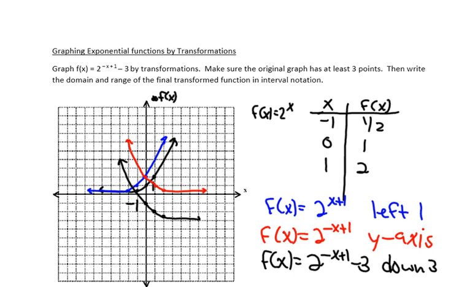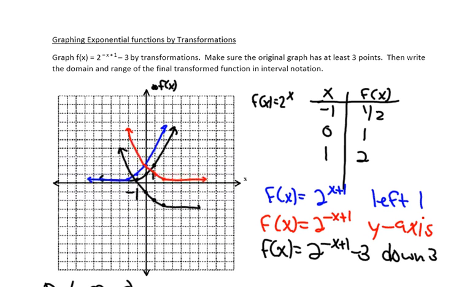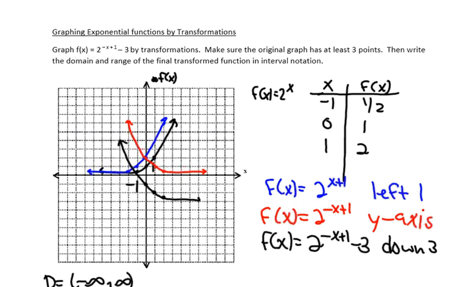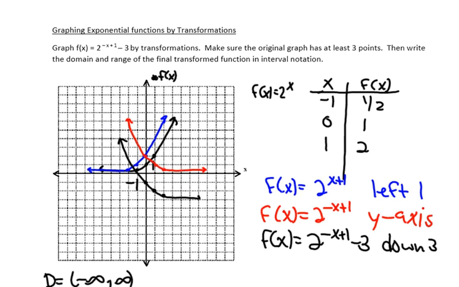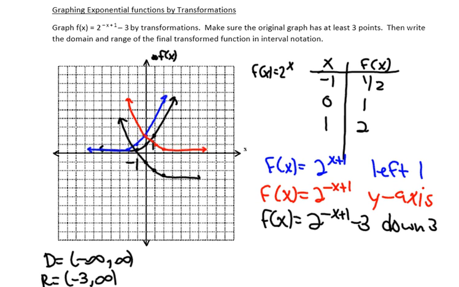So now let's take a look at that final black transformed function. Well, the domain is -infinity to +infinity. Now, what is the range? It's no longer 0 to infinity. It looks like it's moved down 3. So that should be -3 to infinity. So that is the range of the final transformed function.